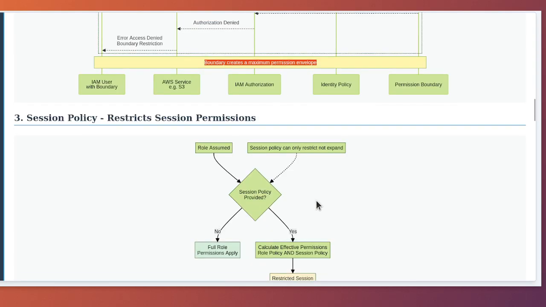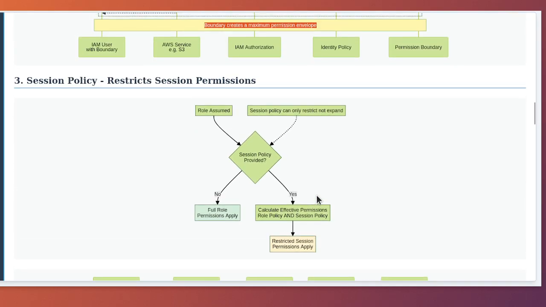Now let's examine the third flowchart diagram, which shows the session policy flow. Session policies are optional inline policies that can be passed during an assume role operation to further restrict the permissions of the resulting session. At the top, we have the role assumed node representing a role that has been successfully assumed by a principal. The role has a base set of permissions defined by its permission policies.